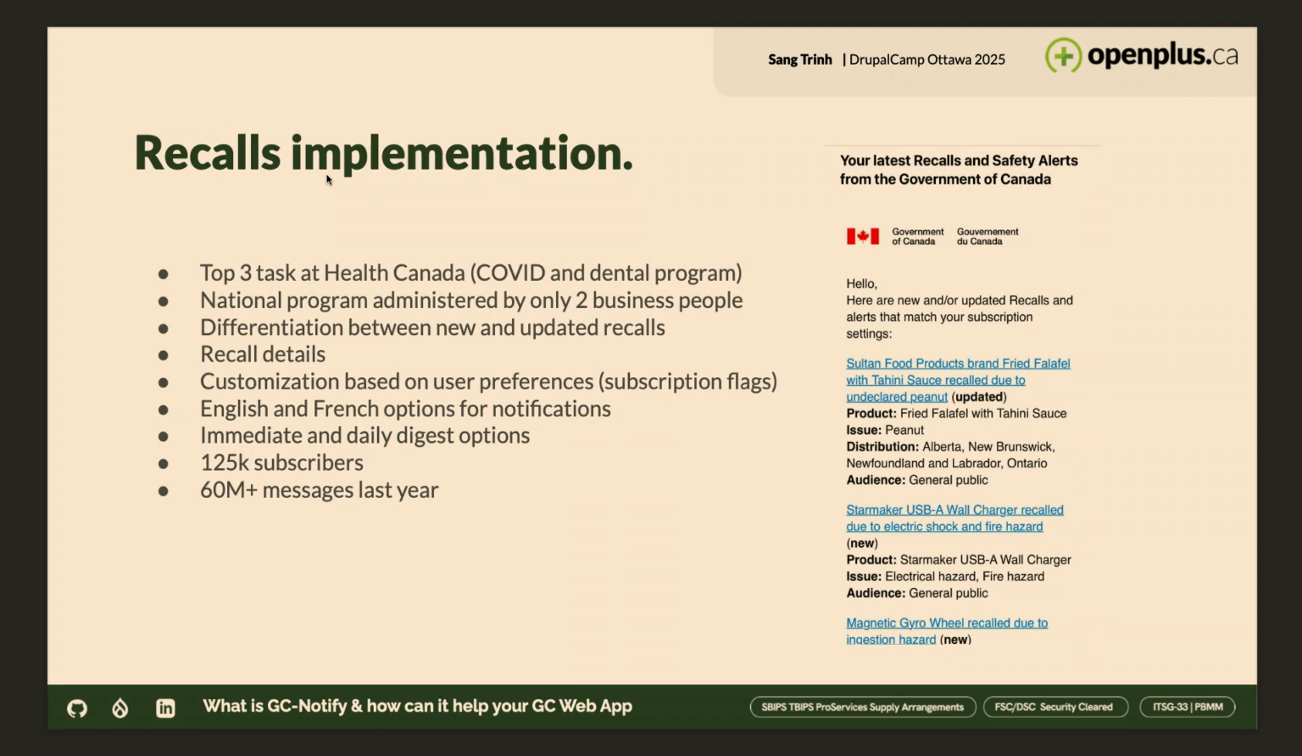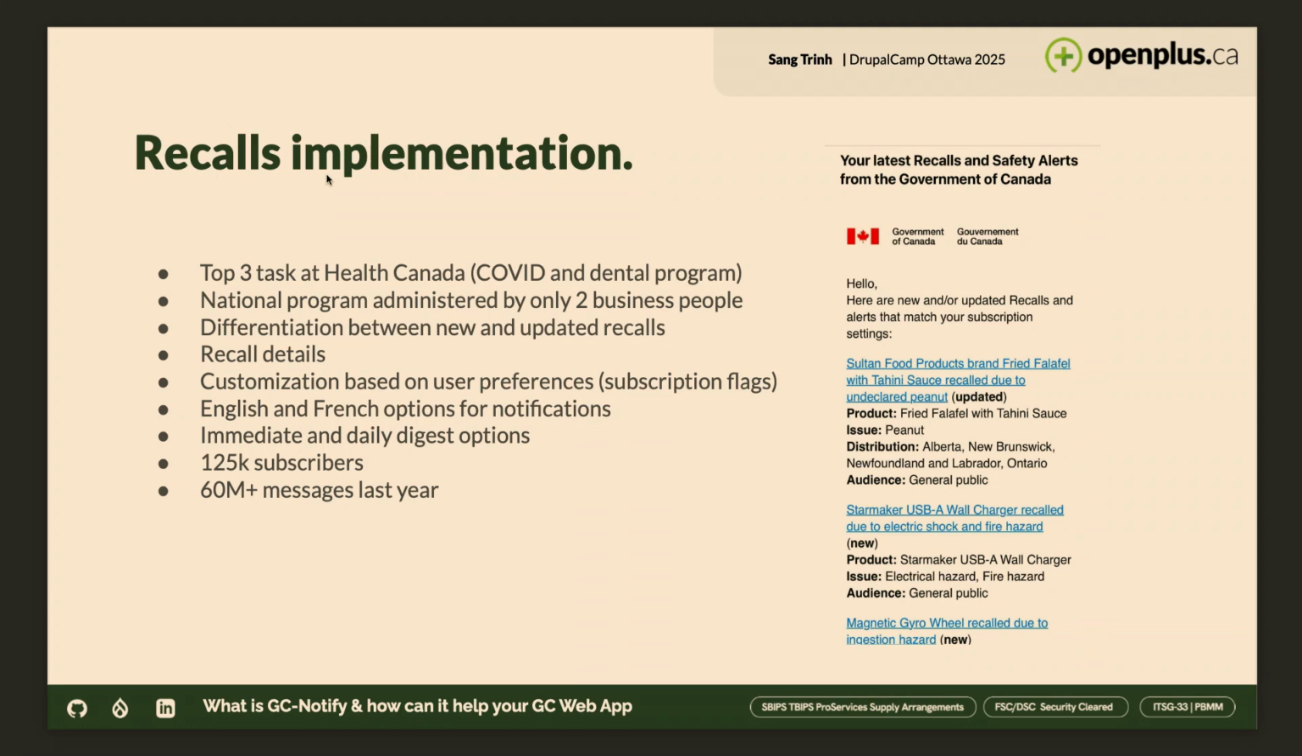We'll see this in a moment, but there's the ability to customize that notification. So if I'm a Canadian and I have a child who has a peanut allergy, I can specify that I only want to receive notifications for peanut recalls, either labeling or what have you. Obviously, we're in Canada, so we have to operate in English and French. Users have the ability to select the language that they would like to have that recall in. And then obviously I talked about immediate and daily digest options.